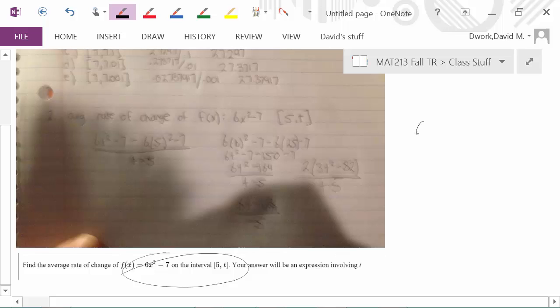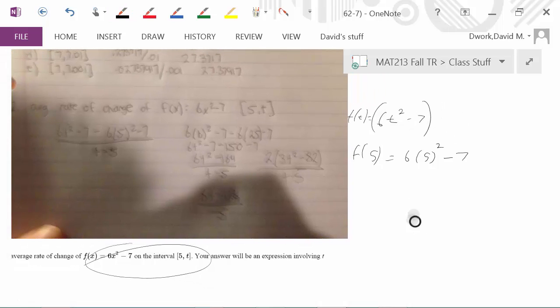What I'm seeing here is 6t squared minus 7, because you are evaluating from t to 5. So that would be your first part. That's you substituting in, that's your f of t. Then we have to do f of 5. So when we substitute that in, that would be what? 6 times 5 squared minus 7.